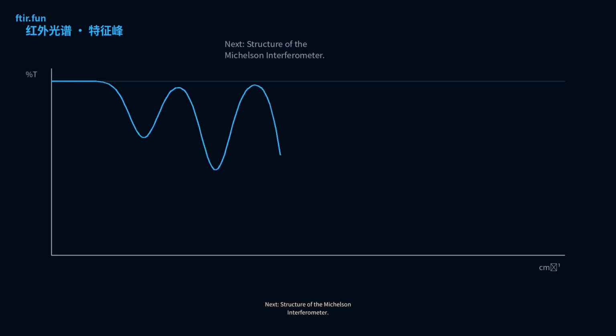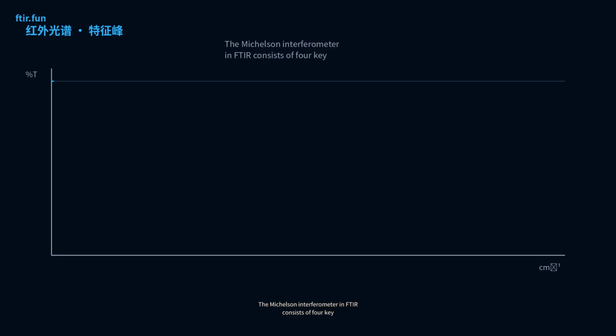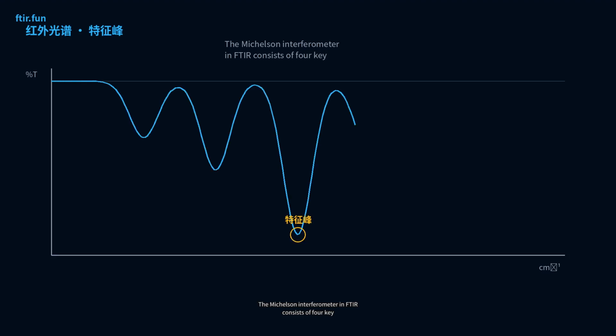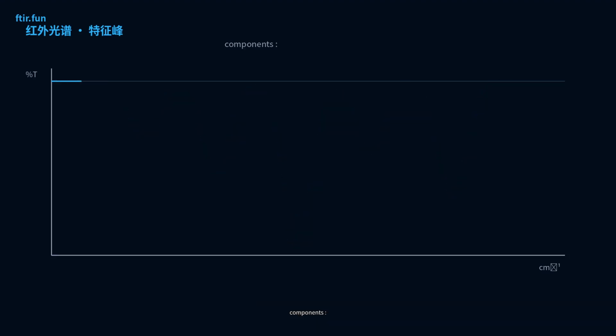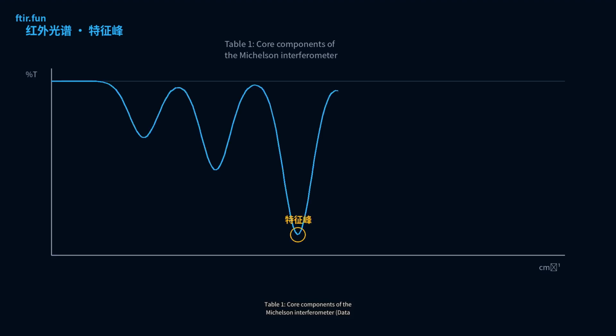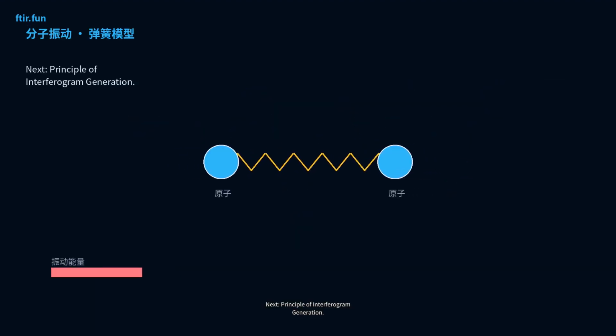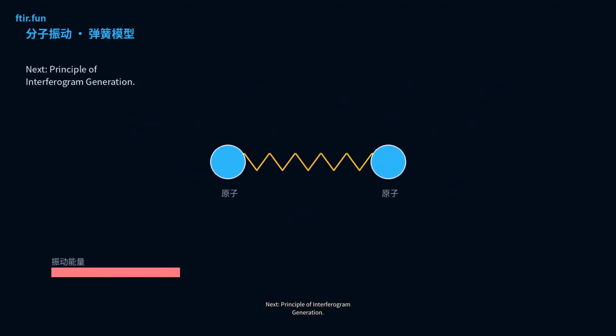Next, structure of the Michelson interferometer. The Michelson interferometer consists of four key components. Table 1. Core components of the Michelson interferometer. Sources: Thorlabs, Newport.